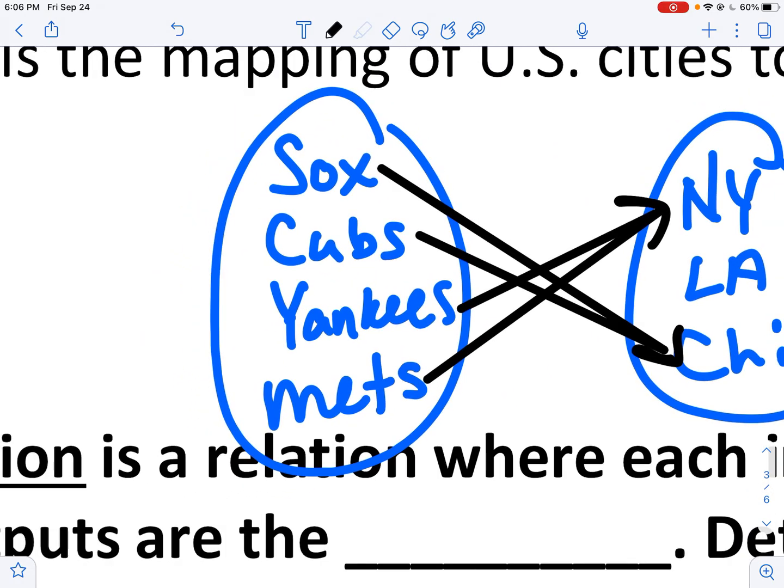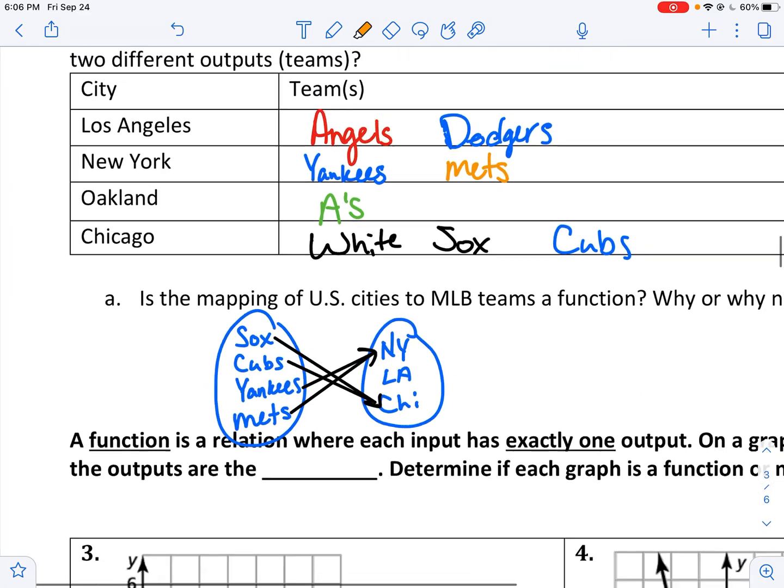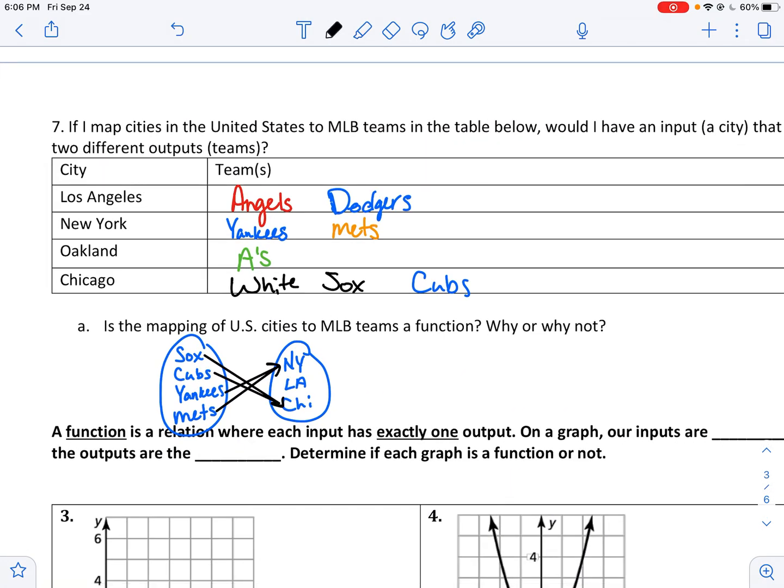Does every team get exactly one city? Does every input get exactly one output? And yeah, the Sox only go to one city. The Cubs only live in one city. The Yankees are only at home in one city. The Mets are only at home in one city. So each team there would have exactly one output. So yes, that would be a function.